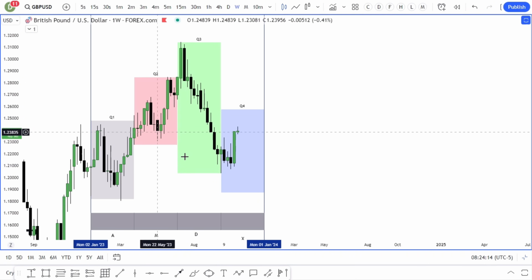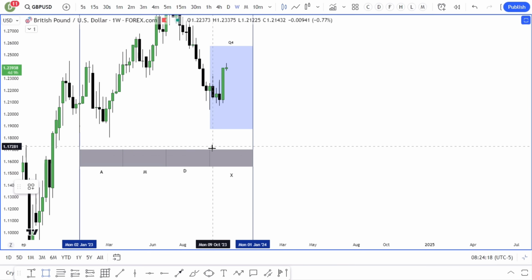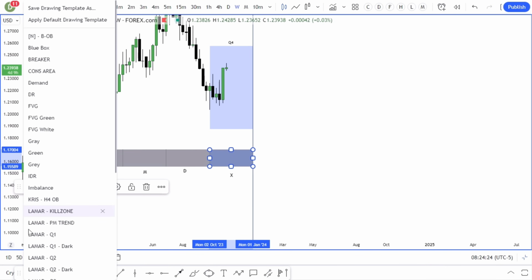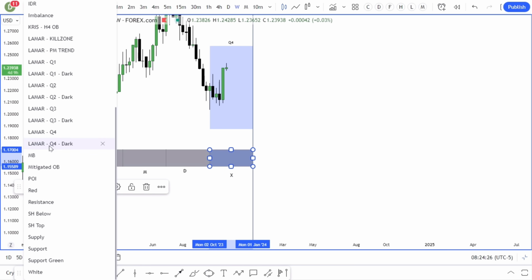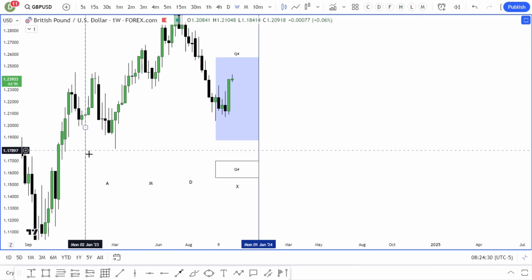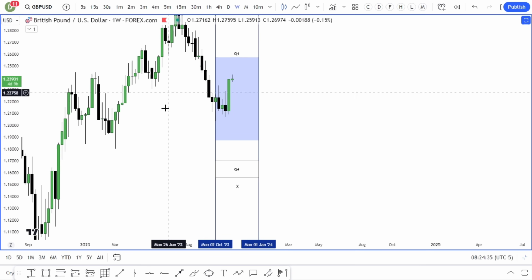So right now I can even remove this, and then I'll mark out the last quarter, which is from the 1st of October, right? I would mark that out as Q4. We can remove this. This is our current trading range, if that makes sense. So we can remove all this, right?